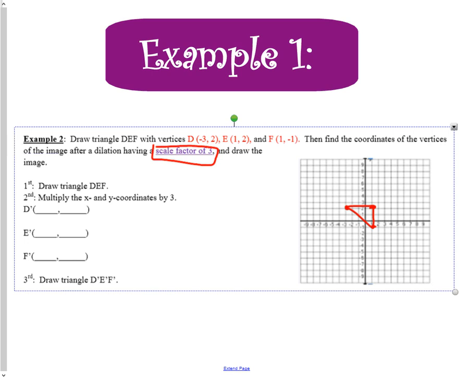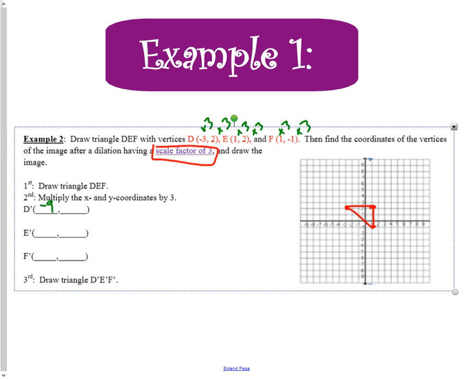It means it's going to be 3 times bigger, and all the points are going to be 3 times farther from the origin. So to do that, we simply draw the triangle and multiply the x and y coordinates by 3. I do that with each one. To get my D prime, the image after you do a dilation, D prime would be negative 3 times 3, which is negative 9.